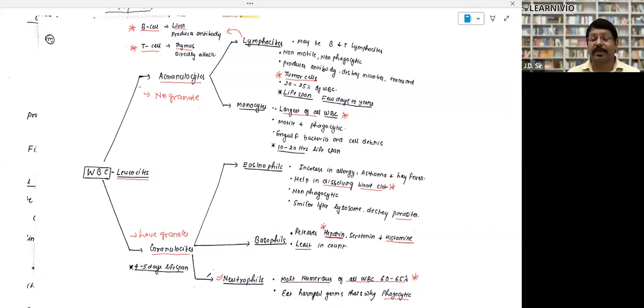Basophils, they release heparin. That is a question which I was asking a few minutes before. So heparin is an anti-clotting agent. Basophil means a type of WBC which produces heparin, serotonin, and histamine. They are least in count.